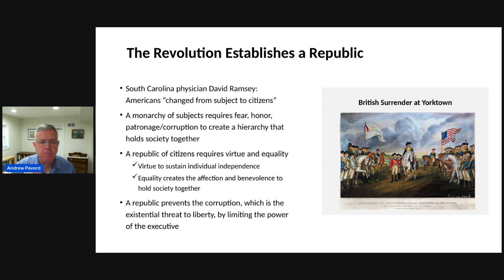So a republic would prevent corruption, which is the existential threat to liberty, by limiting the power of the executive. And a key part of limiting the power of the executive was limiting the power to tax and limiting the power to appropriate funds. Because if a king or an executive has the ability to spend funds how they want, they can corrupt the legislature, they can establish a hierarchy, they can destroy liberty.